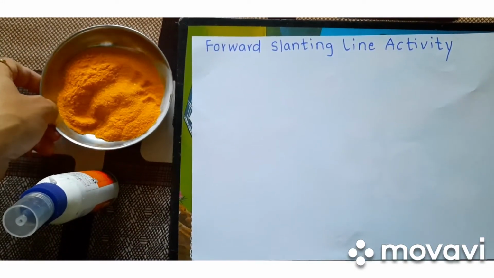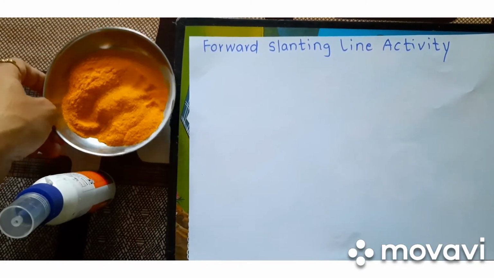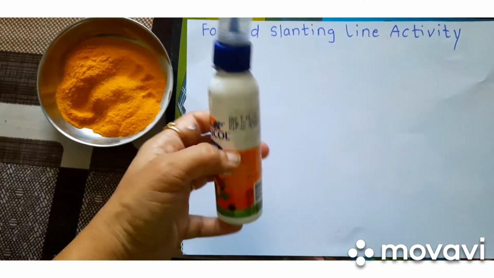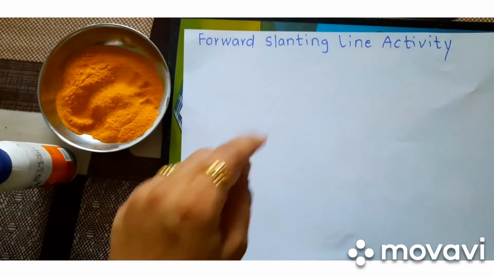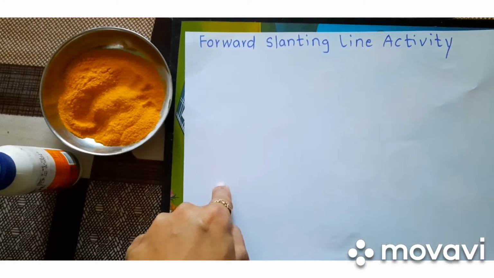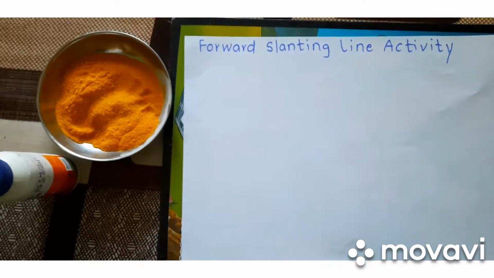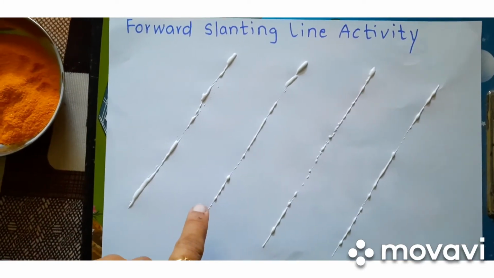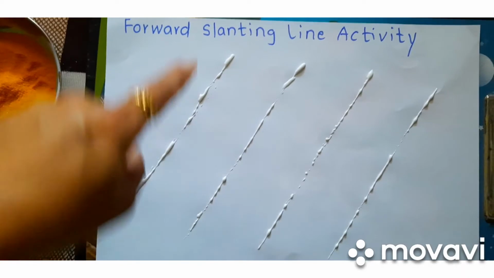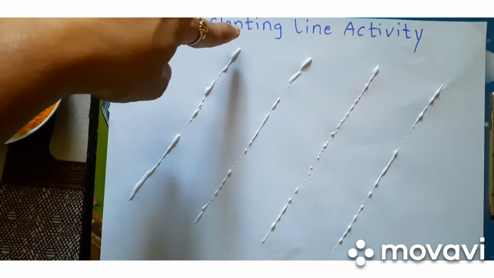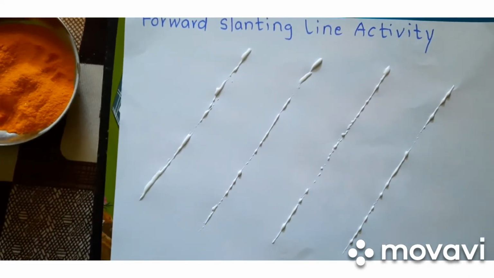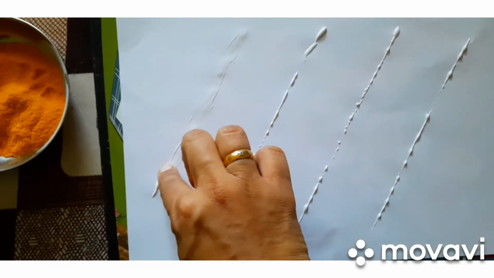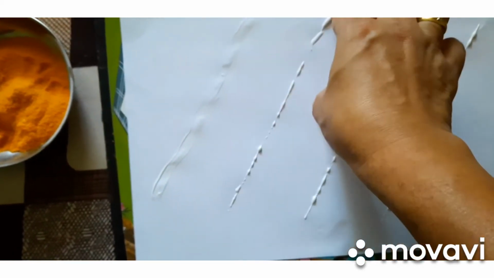Whatever color you like, you can take that. Here I have taken yellow color. Okay? So now, with the help of this Fevicol, we are going to draw forward slanting line. Okay? Come on, let's start. See, like this, you have to draw forward slanting line. Okay? From right to left. Okay? So now, with the help of this pointer finger, you have to spread the Fevicol first.